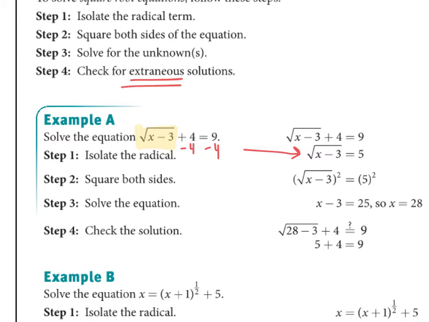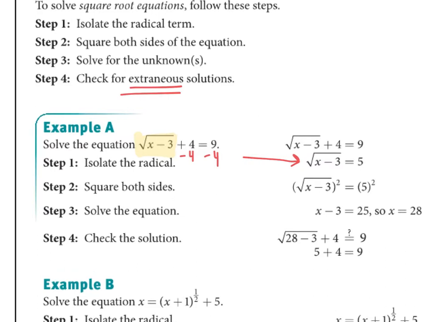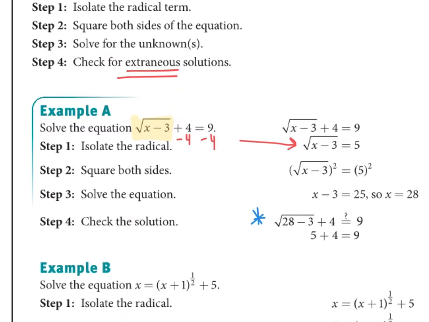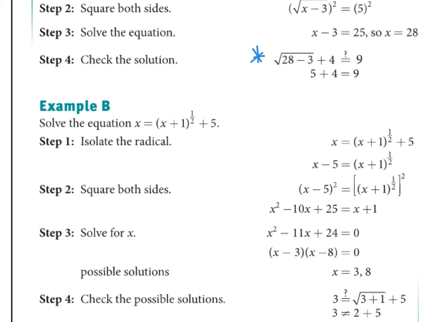And then you do want to go down here and check your solution. Just make sure that it actually worked. Okay? Second example, you guys can take a look at the steps on that one.